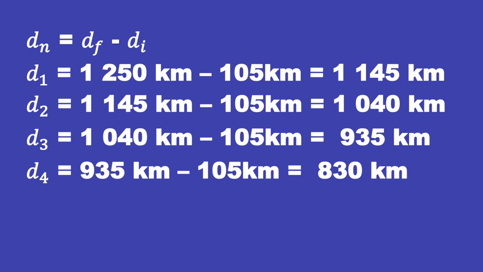For d sub 2, 1,145 km minus 105 km equals 1,040 km. For d sub 3, 1,040 km minus 105 km equals 935 km. D sub 4 equals 935 km minus 105 km equals 830 km.